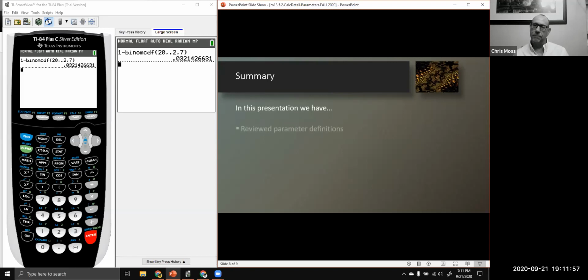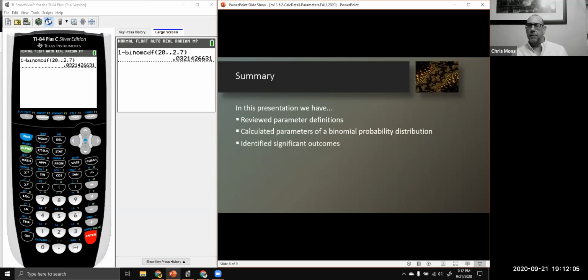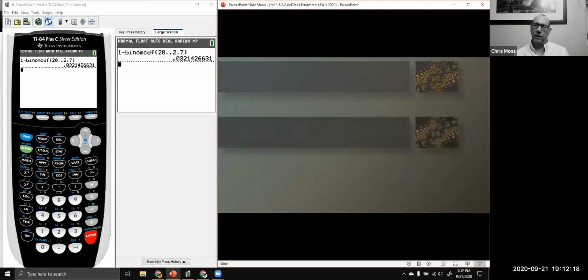We have reviewed those definitions for the parameters of a binomial distribution. We've calculated an example. We've identified significant outcomes a couple of different ways, and we compared the 2. And we included appropriate examples as we took this little journey together. So I'll leave you here because that is the end.